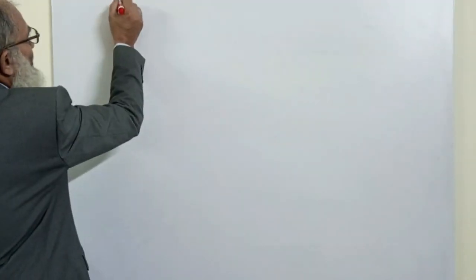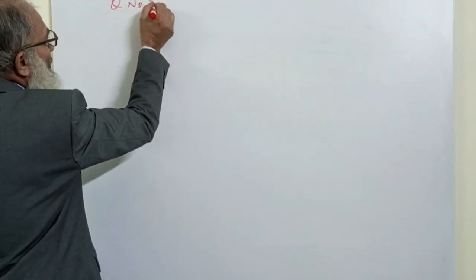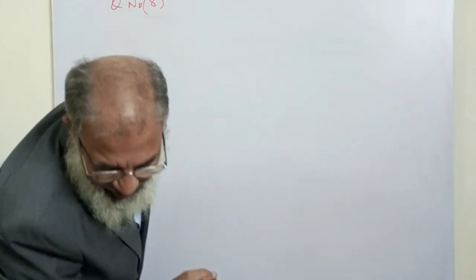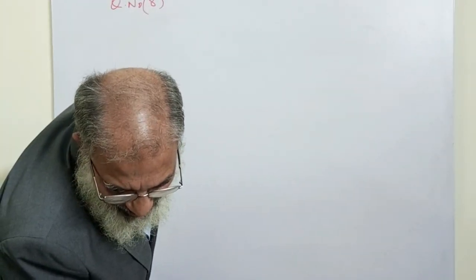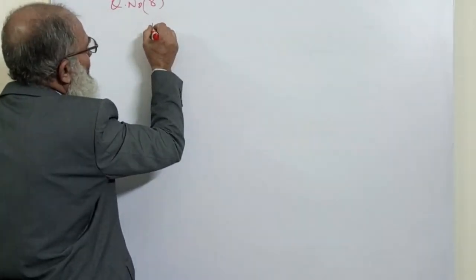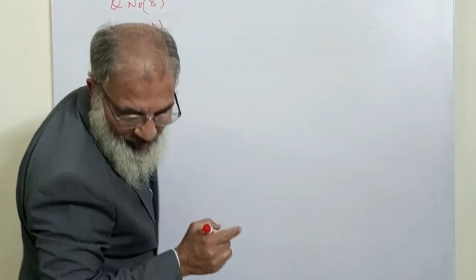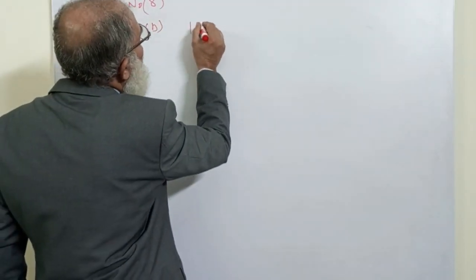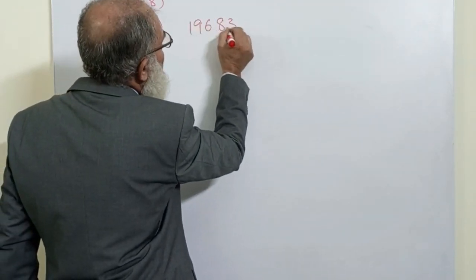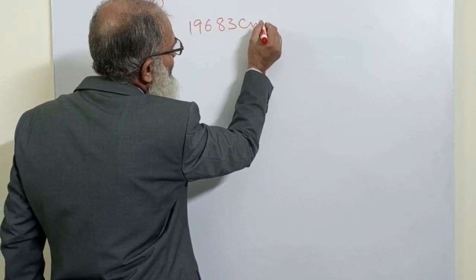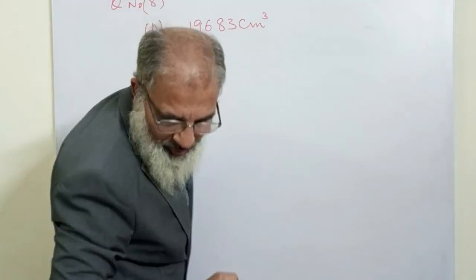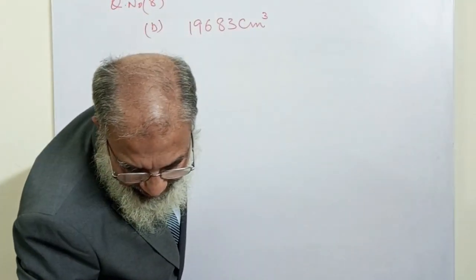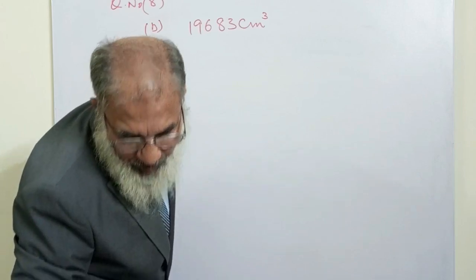So dear students, question number 8, and the part B, that is 19683 centimeter cube. Find the length of the edge of a cube with this volume.